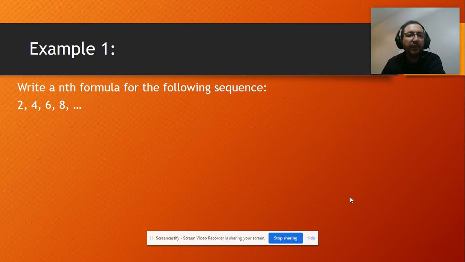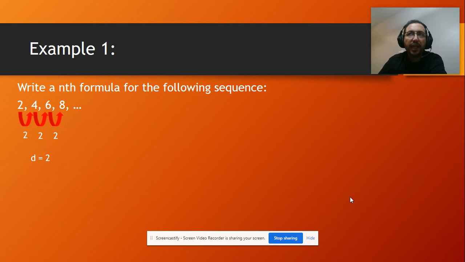Example number 1, we have this sequence 2, 4, 6, 8, and so on until infinity because it's a sequence. Now, first we need to find the common difference, the distance between one term and the other. What is the difference between 2 and 4? It will be 2. The distance between 4 and 6 will be 2, and between 6 and 8 will be 2. So my common difference will be 2.